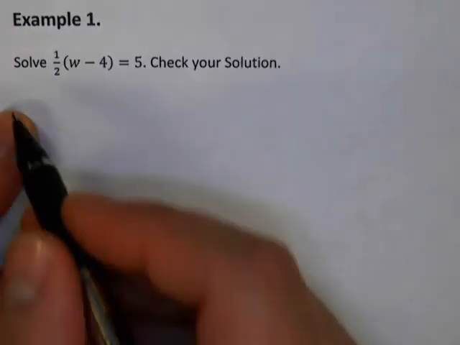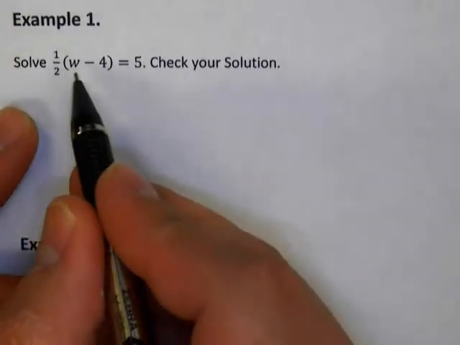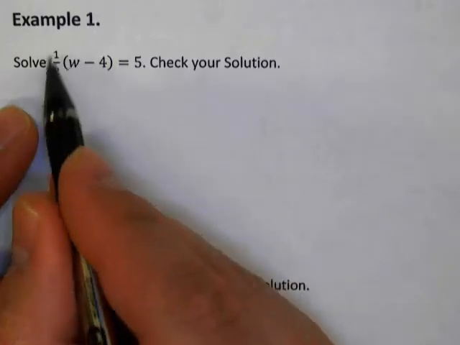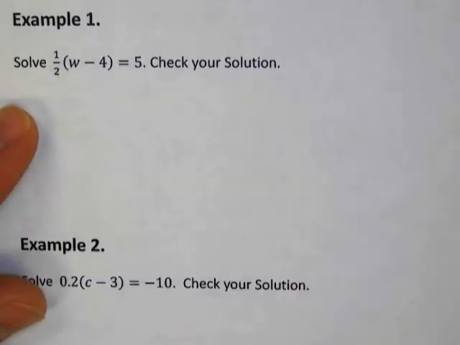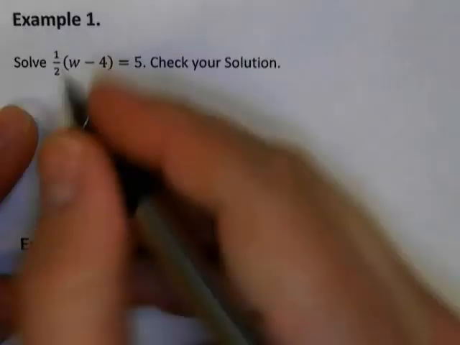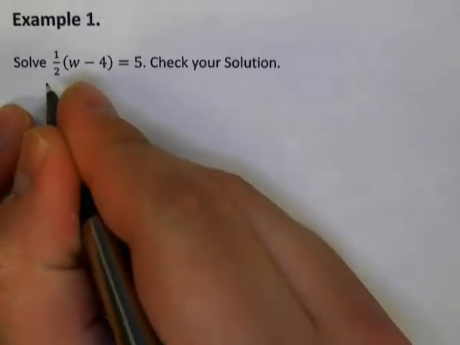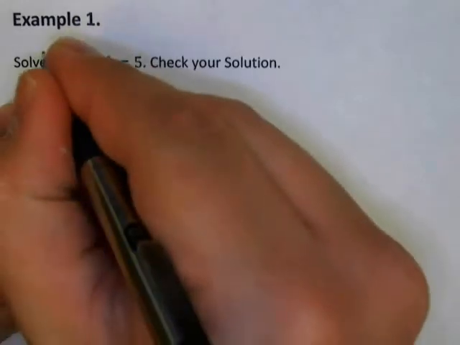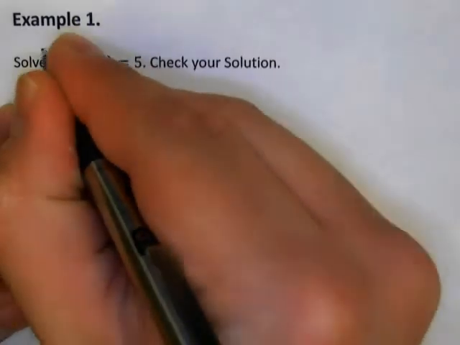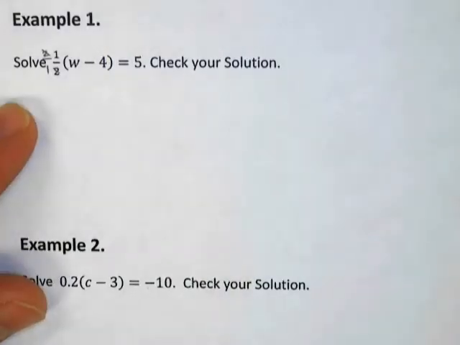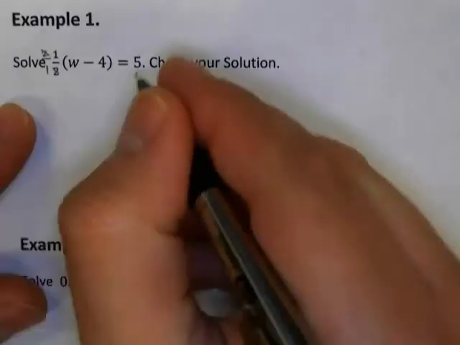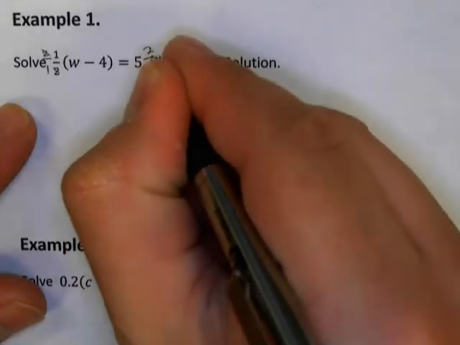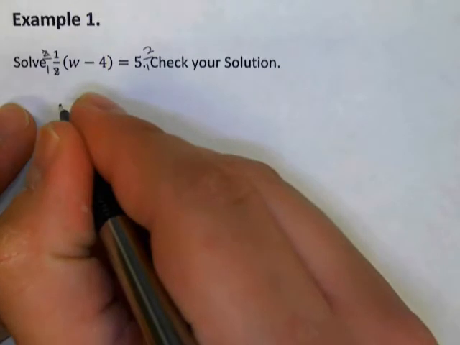And so right here we see we have 1/2 times (w minus 4). So we need to get rid of this 1/2 first so we can just drop the parentheses. And to do that, we would have to divide by 1/2, which is just flip multiplying. So we're just multiplying by 2 over 1 because that'll cancel out the 1/2. And we'll just be left with w minus 4. We have to do that to both sides. Remember, you always have to do it to both sides.